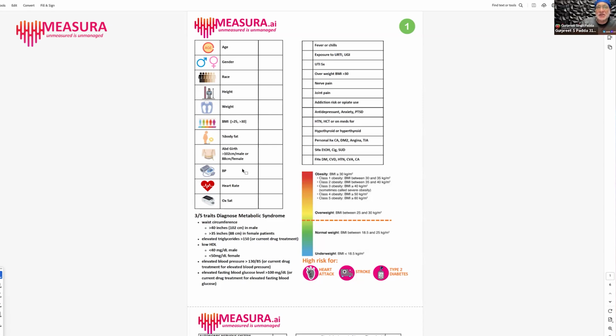So we actually measure the height, and then actually measure the weight. And then we measure their abdominal girth. We measure their blood pressure, their heart rate, and their oxstat. We take this data, it goes on this sheet, but we also enter it into the EMR system for the practice, because what we want is for the practice's paperwork to match ours.